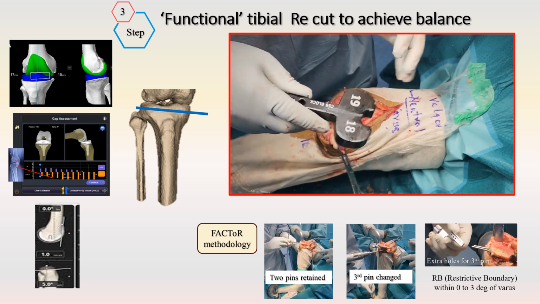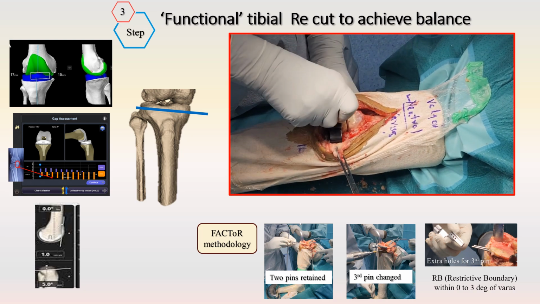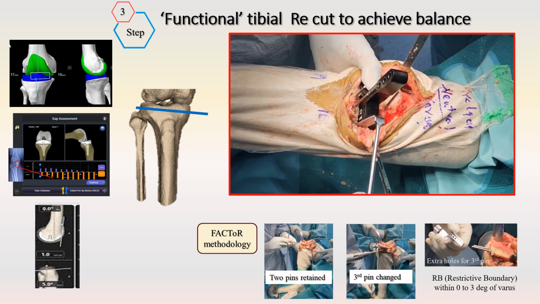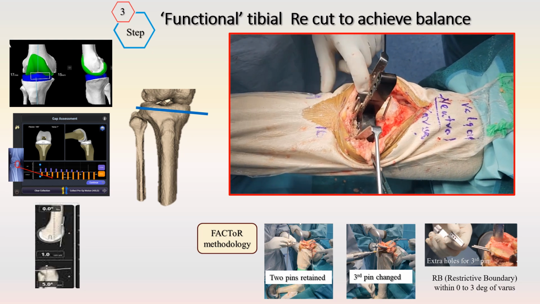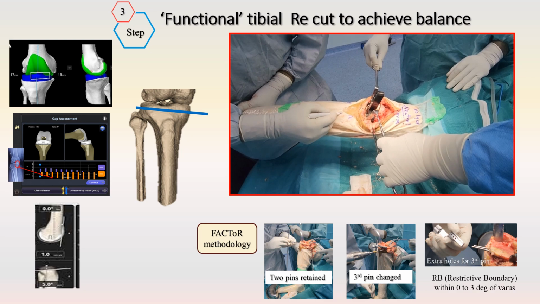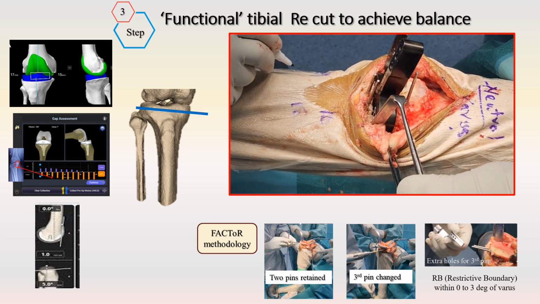So 18 on the medial side, 19 on the lateral side, and see how the gaps are after the tibial recut. Now we'll find that both the gaps are very snug. So now we have come to 18 on the medial side and 19 on the lateral side. In not all cases should you aim for 19-19, and we'll tell you when you should not aim for 19-19.